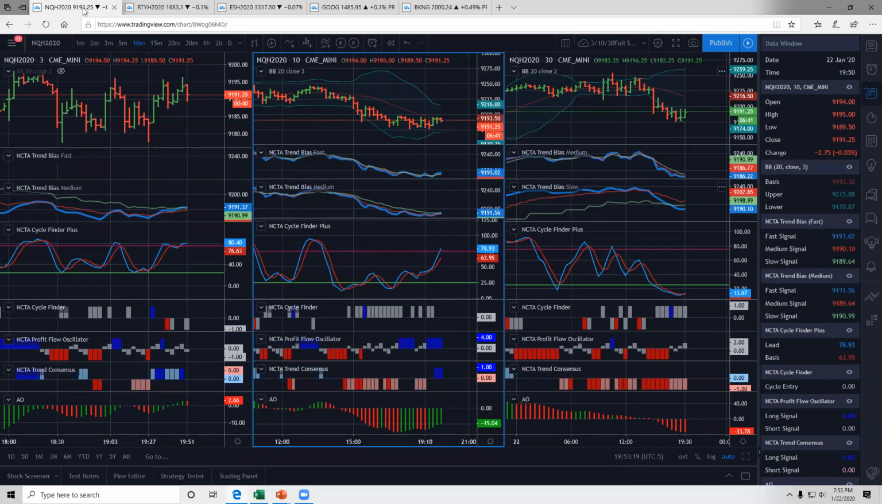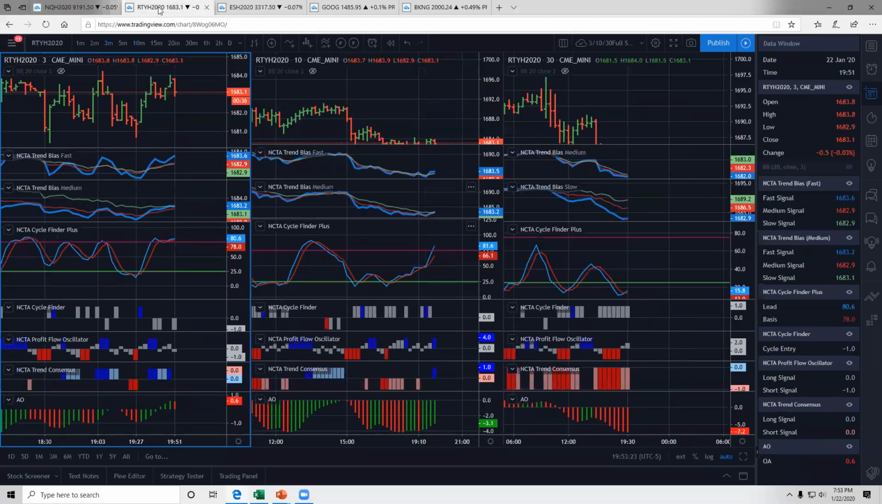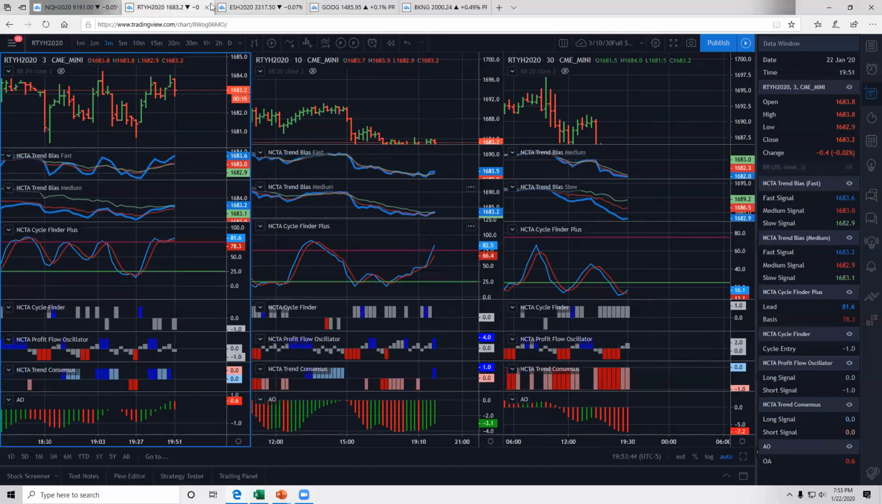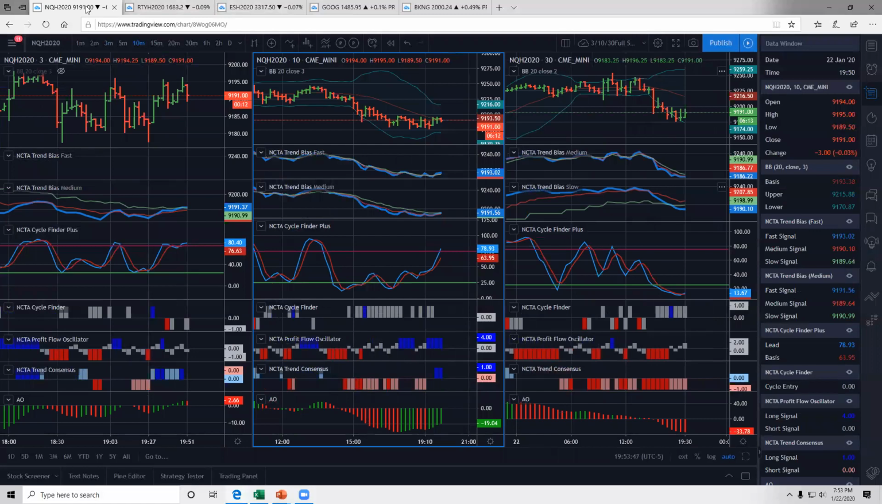NQ definitely moves more, but it's a $20 a point index. RTY has some really nice rolling cycles to it. It's a $50 a point index. ES tends to move a little more slowly, but it's also a 50 point. So depending on how quickly you want to have to keep up, you might want to take RTY or ES. If you like kind of riding a wild bronco at times, NQ can be a pretty amazing ride.